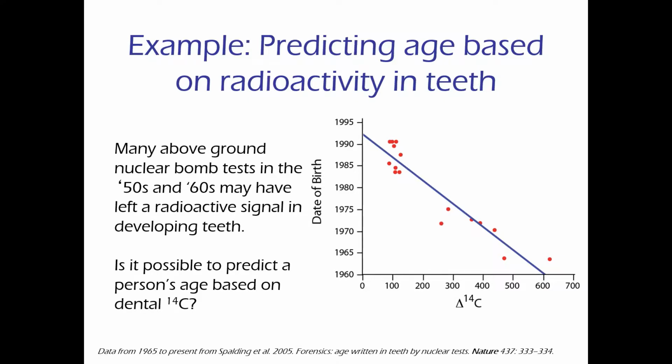Now, let's use another example to do the calculation of the slope and intercept. Back in the 50s and 60s, there were many above-ground nuclear bomb tests, which might have left a radioactive signal in developing teeth. So is it possible to predict a person's age based on their dental carbon-14? Since both variables here are numerical, and the scatter plot shows a linear trend, let's do a regression to test the relationship between radioactivity in the teeth and the age.